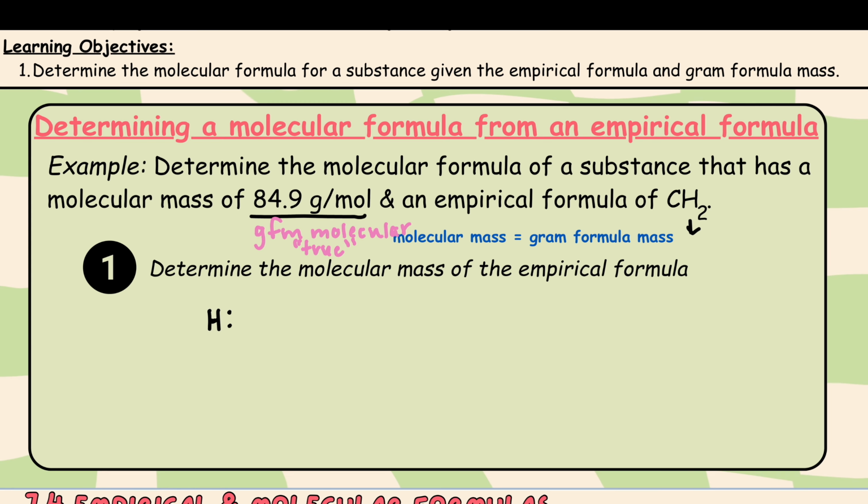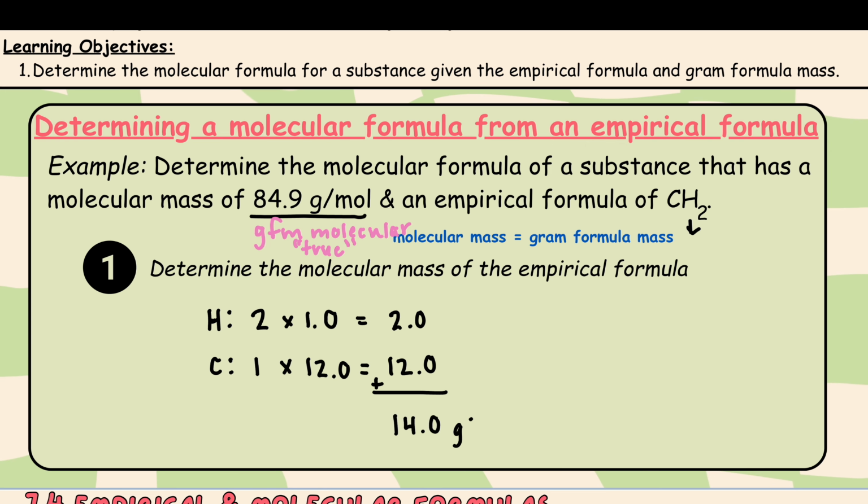So we have hydrogens and we have carbons. We have 2 hydrogens, each with an atomic mass of 1, and then we have 1 carbon, which has an atomic mass of 12. Okay, so by adding all of this together, we get that the mass of our CH2, that empirical formula, is 14 grams per mole.